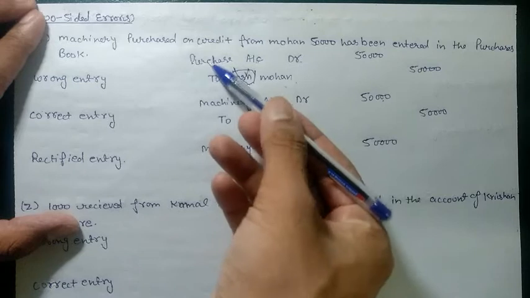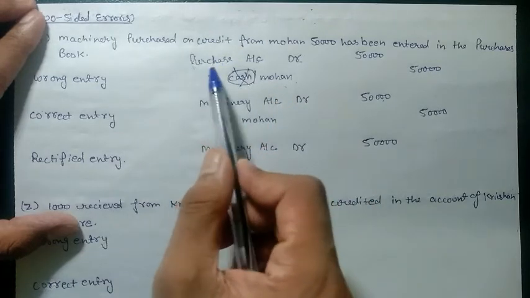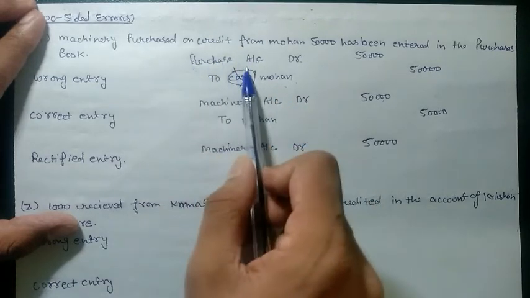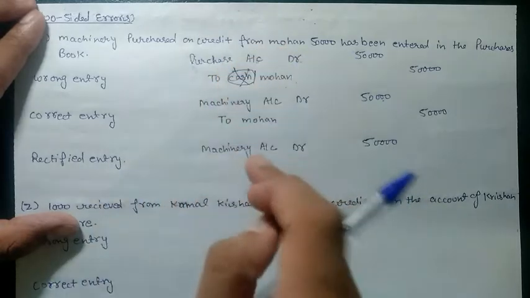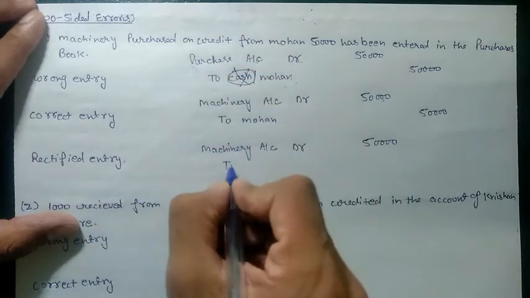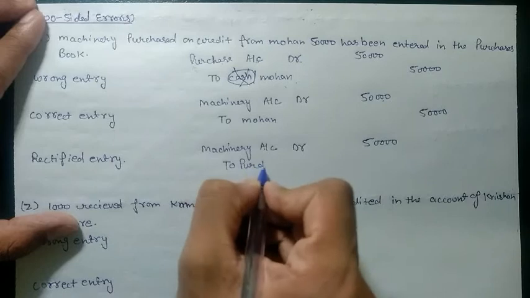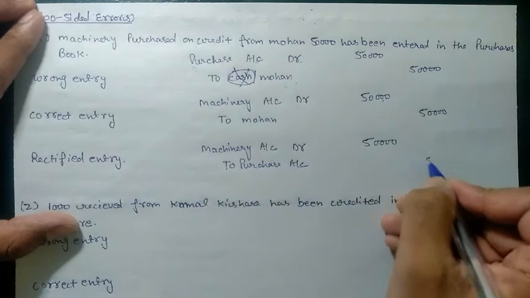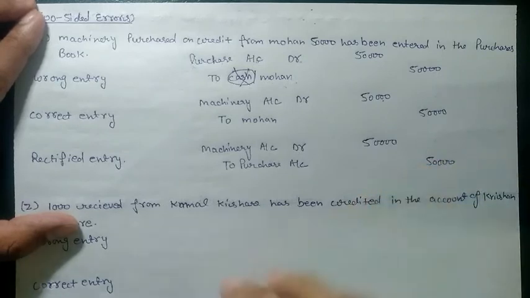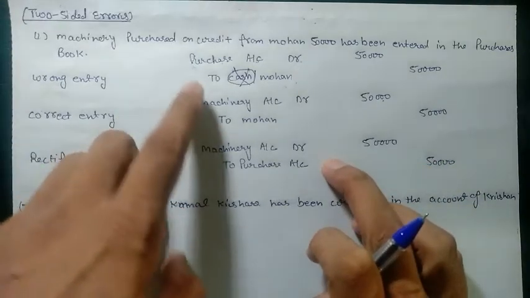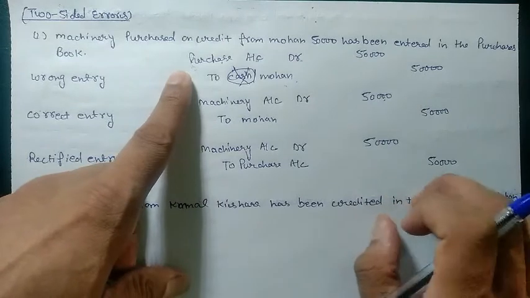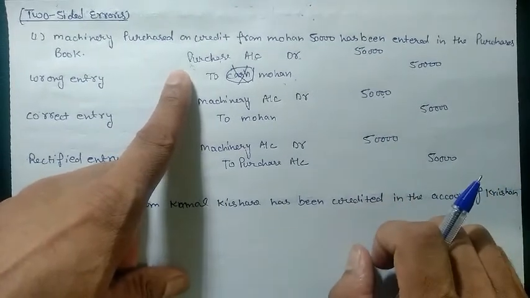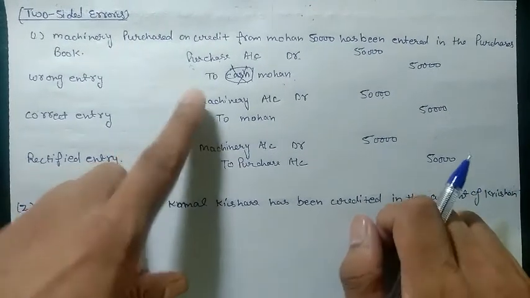So now, for cancelling the effect of that debit in the purchase account, we will credit purchase account by 50,000. Now you can see this is the wrong entry that we made. What will be the correct entry that we need to make? That is this.